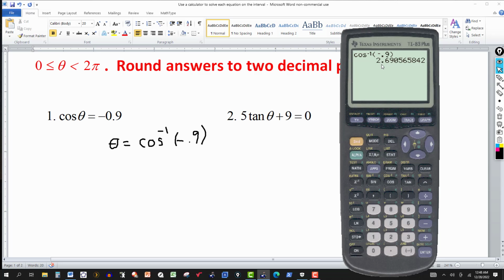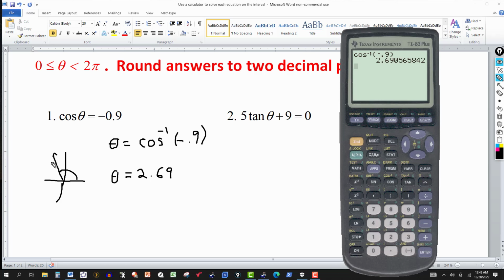Now that's larger than 1.57, which is 90 degrees, and of course, it's less than pi, which is approximately 3.14. So this angle falls in quadrant 2, and in quadrant 2, the cosine of an angle is negative. So that does satisfy the condition. So this is going to be 2.69. The angle terminates over here somewhere in quadrant 2.